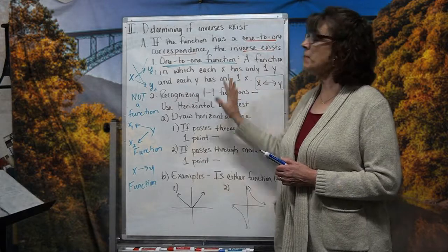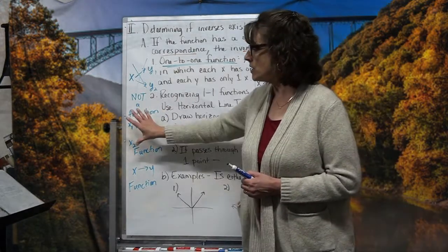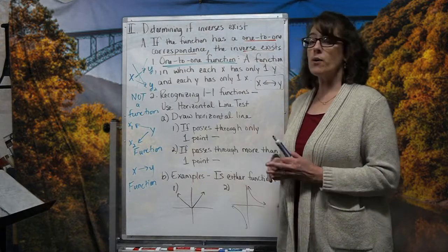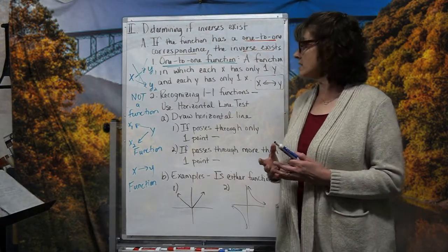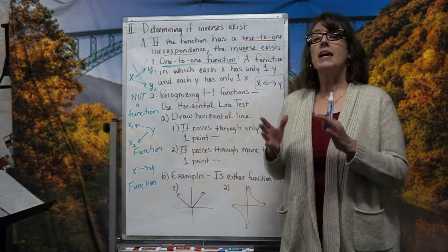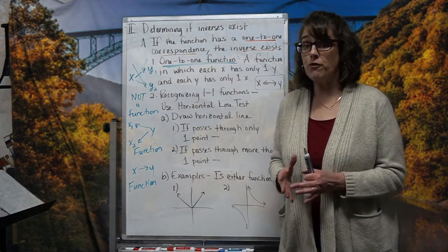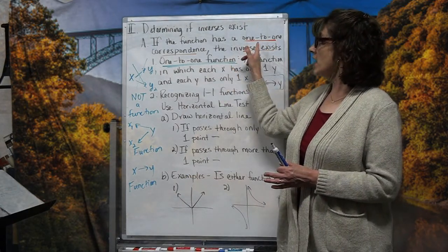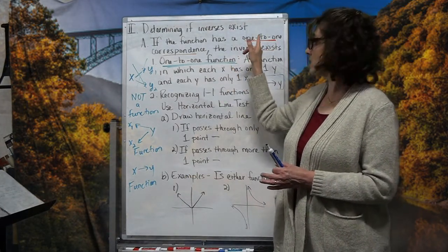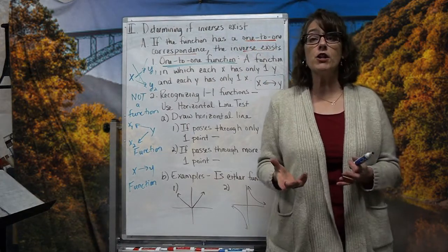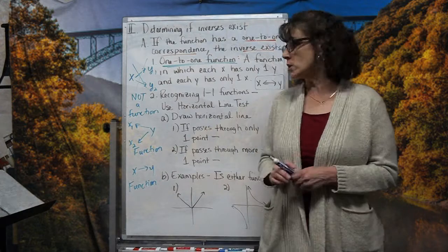So what happens with the 1-to-1 correspondence is it takes what is a function and moves it a step further. Once we recognize what a 1-to-1 correspondence is, we can take our functions and identify whether this function is the type that has a 1-to-1 correspondence. Because if it does, then I know that the inverse is going to exist. If I have a 1-to-1 correspondence, the inverse exists. So how do I take a function and determine if there is a 1-to-1 correspondence?